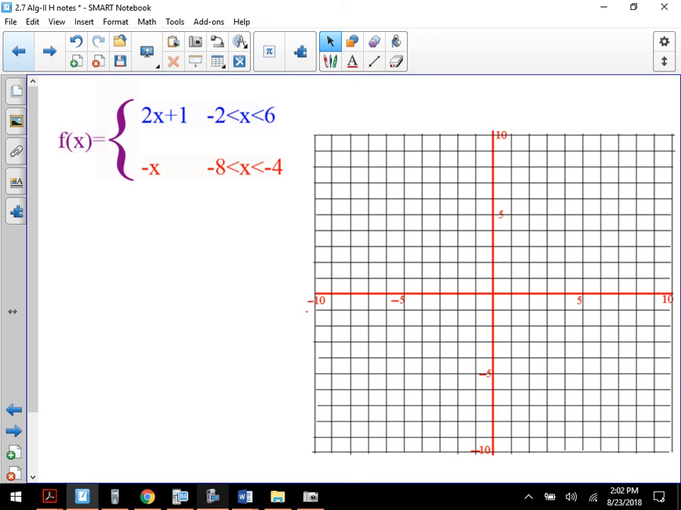Now, here, I'm going to try and not draw in those verticals and show you how you can do this with pretty good ease. First one is 2x plus 1. Real simple. Slope is 2. What's your y-intercept? So I'm going to start at 1, walk my slope of 2.